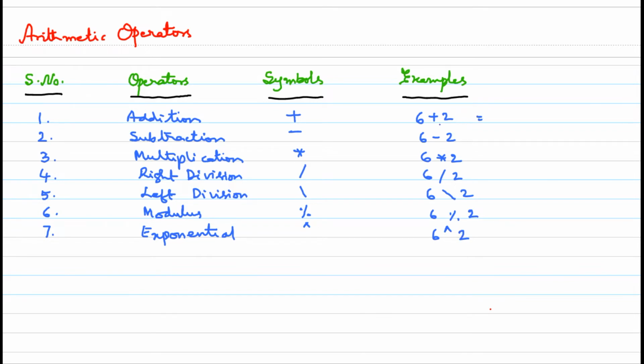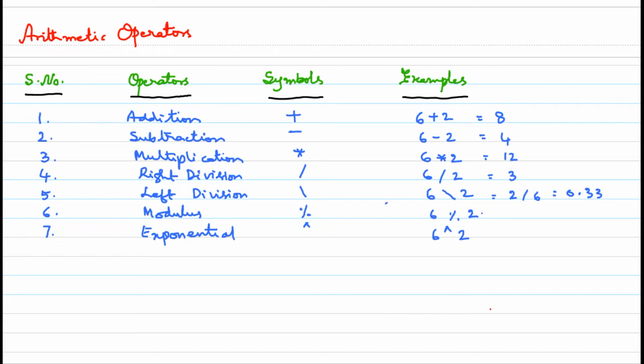I will let you know. This answer is 8. So 6 minus 2 is 4. 6 into 2 is 12. 6 by 2 is 3. Then what about 6 left division of 2? Left division is just opposite to right division. So 6 left division of 2 is equal to 2 right division of 6, which is equal to 1 by 3. So it will be equal to 0.33 simply.